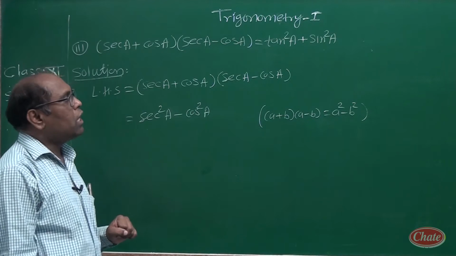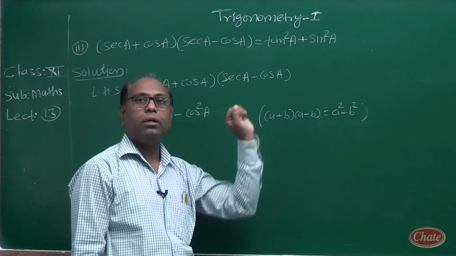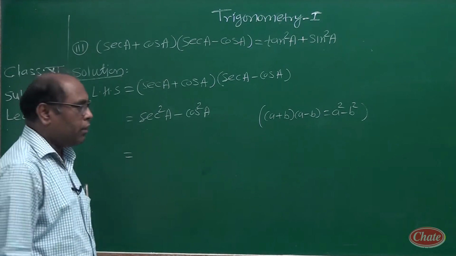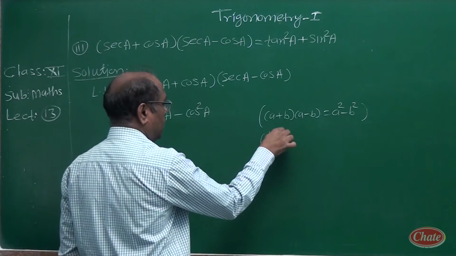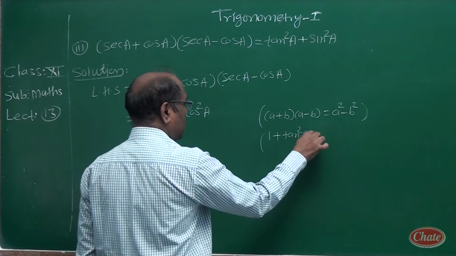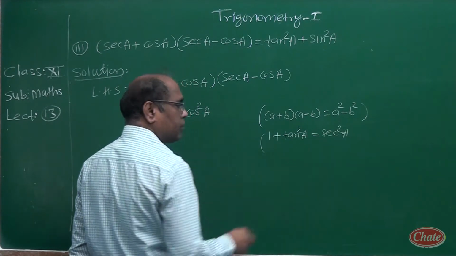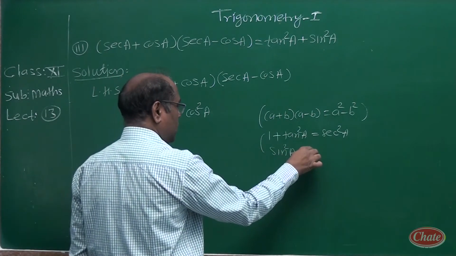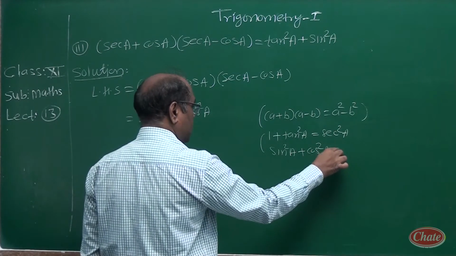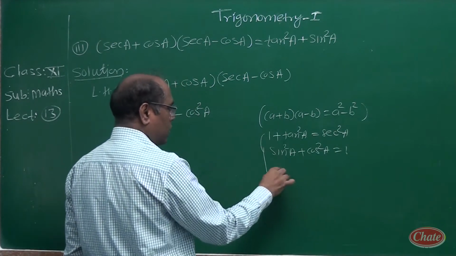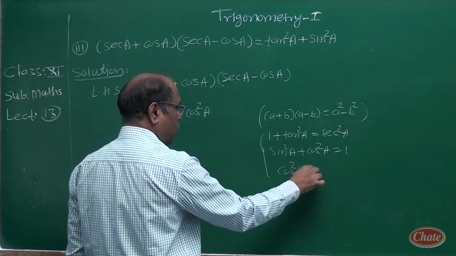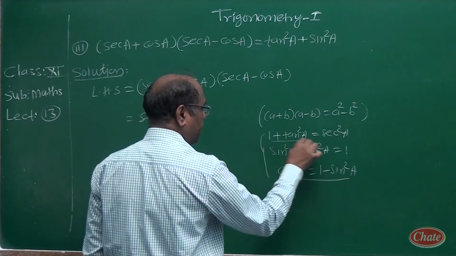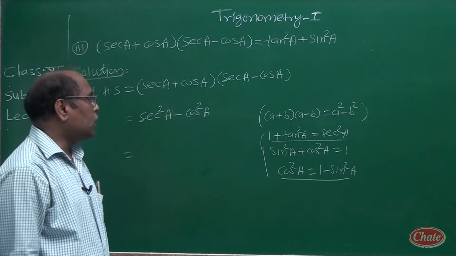Now on the RHS there is tan square A and sin square A, so I have to use the identities here. Now what is sec square A? 1 plus tan square A is equal to sec square A, and sin square A plus cos square A is equal to 1. So therefore cos square A is equal to 1 minus sin square A. So we have to put these values here.